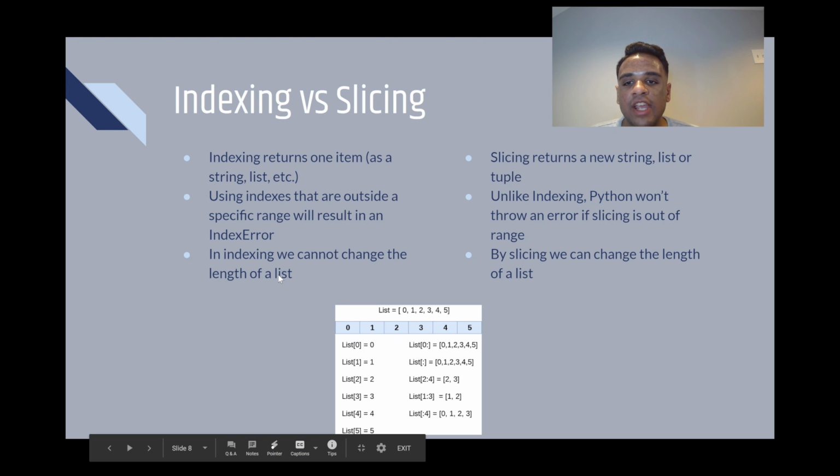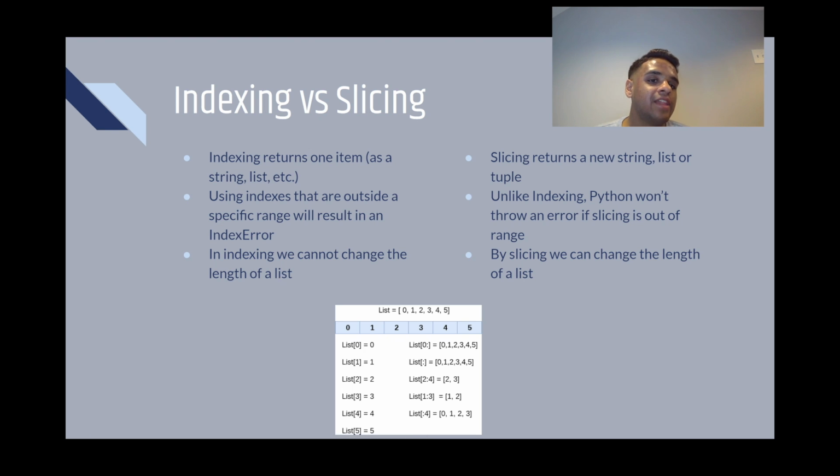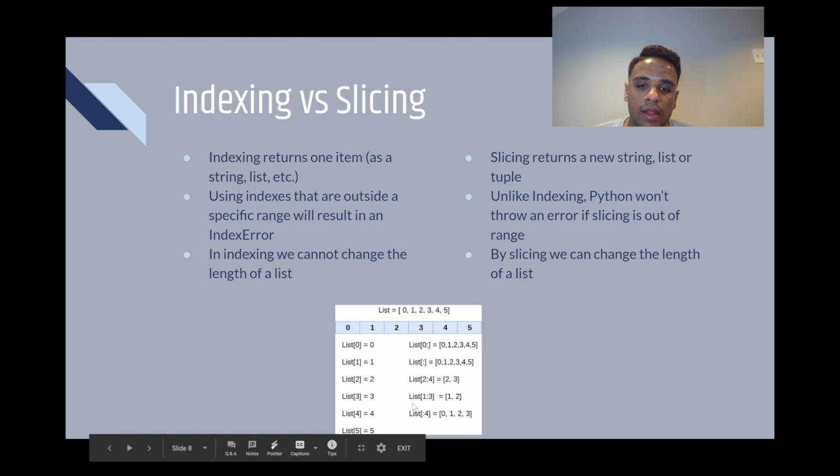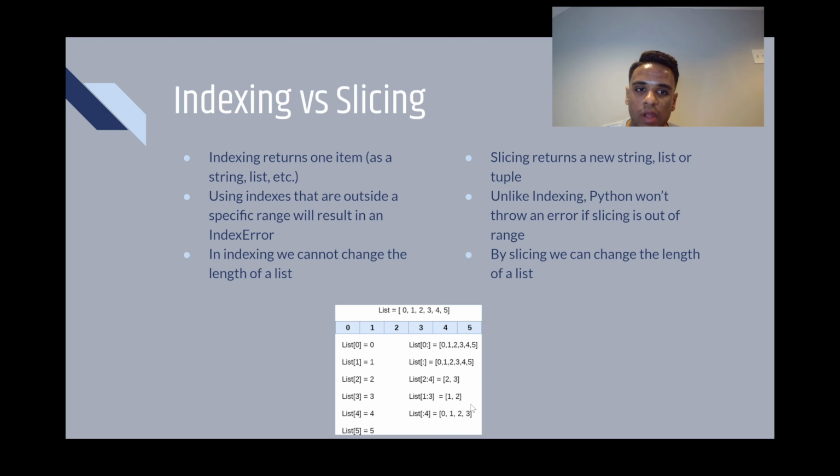In indexing, we cannot change the length of a list, but in slicing, we can change the length. So for example, if I did list of 3, I only get the one number back. I'll get 3 because that's the third position in the list. But if I slice this list 0, 1, 2, 3, 4, 5, and I said list of 1 colon 3, now I got only 2. I got a length of 2 in the list. I got 1, 2, compared to the 6. So I changed the length from 6 numbers in the list to only 2 numbers in the list. So with slicing, you could change the length of the list, but with indexing, you cannot change the length of a list.